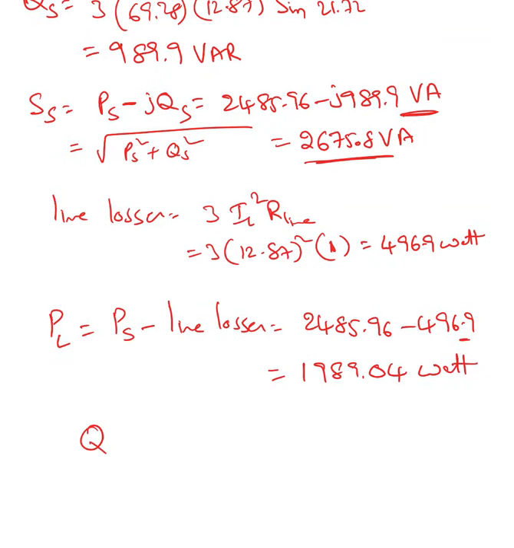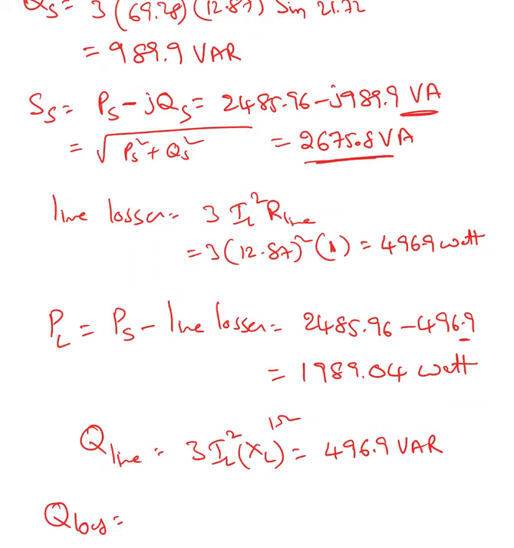I can find Q line also by using the same formula, 3 times IL square. IL is the line current, and line impedance XL is also J1 ohm, so I can use the 1 ohm, I don't need to include the J. So XL is 1, IL is 12.87, this is 3, and this is also 496.9 volt ampere reactive. Now Q load must be, now what kind of impedance do you have in the line?